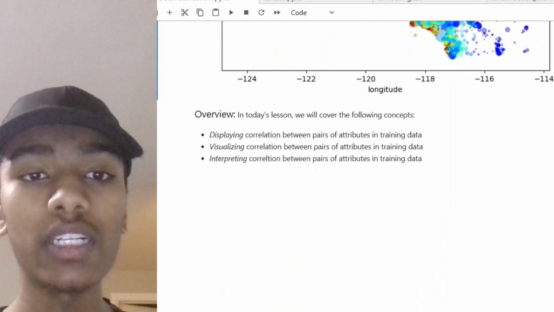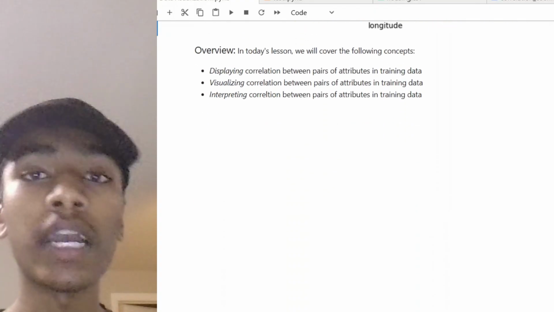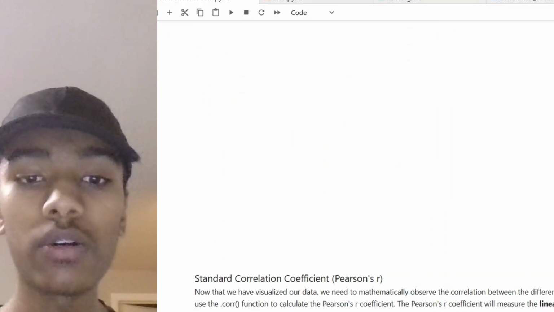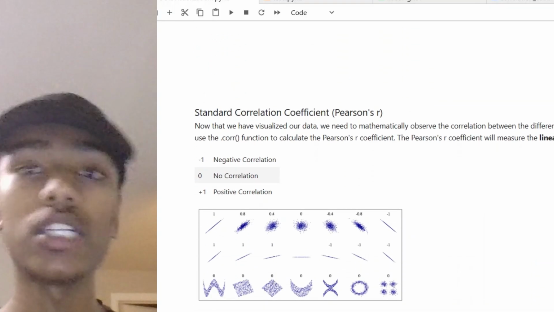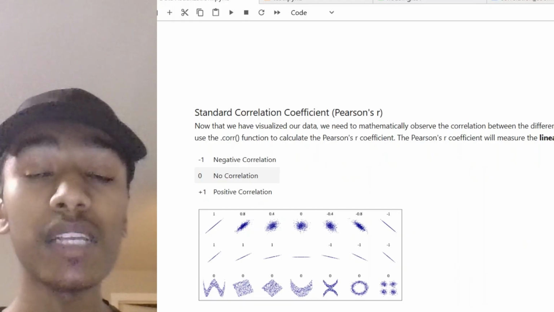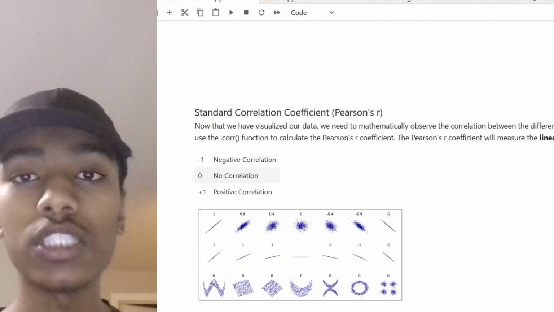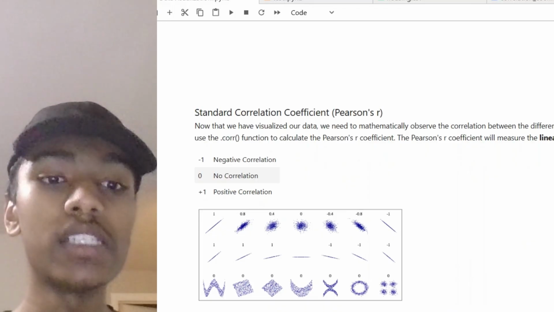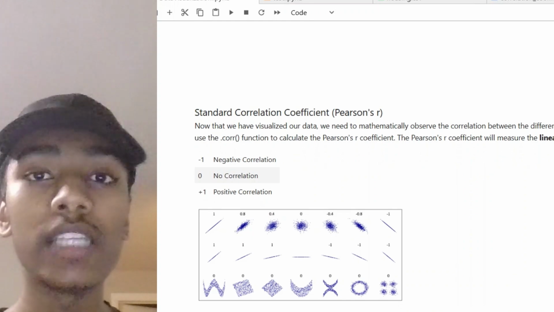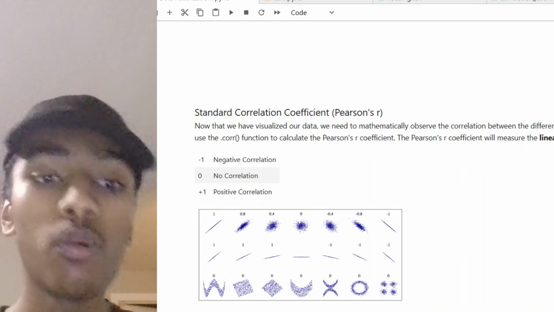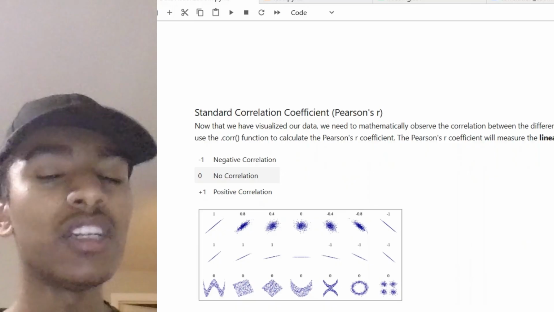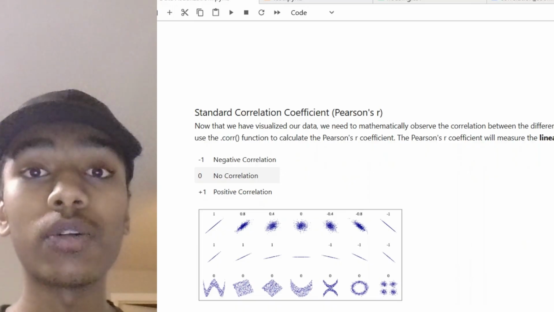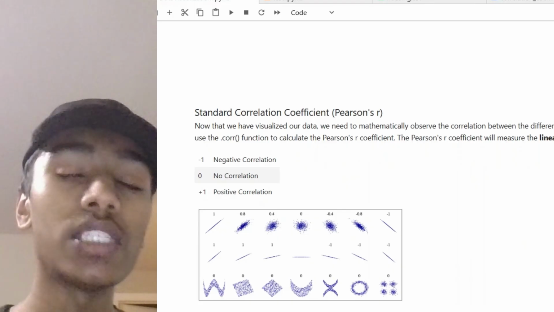But in today's video, what we're going to take a look at is how exactly we can compare the data using the Pearson-R correlation coefficient. The Pearson-R correlation coefficient is a standard correlation coefficient that calculates the linear relationship between two particular attributes. It will return a number within a range of negative 1 to 1, 1 being a strong positive correlation, while negative 1 indicates a strong negative correlation, while 0 indicates a correlation of nothing.